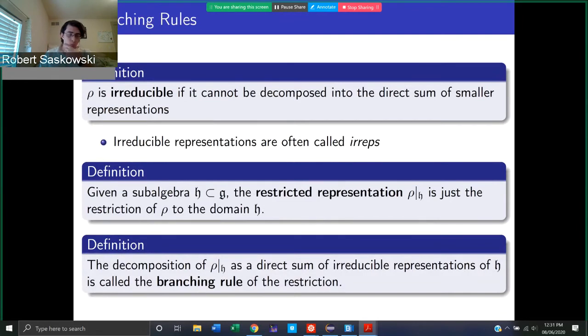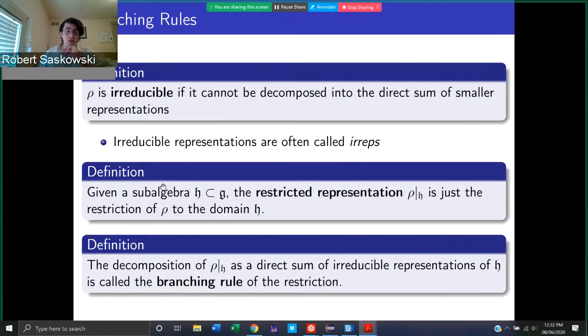So, call a representation irreducible if it can't be decomposed into the direct sum of smaller representations. By a direct sum, all we really mean is if you take the direct sum of 2 matrices, then you get some block diagonal matrix. So essentially, we're saying that a representation is irreducible if you can't simultaneously block diagonalize all the generators. Now, typically we refer to irreducible representations as irreps.